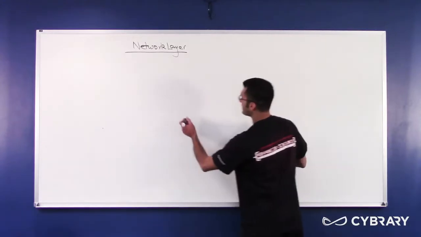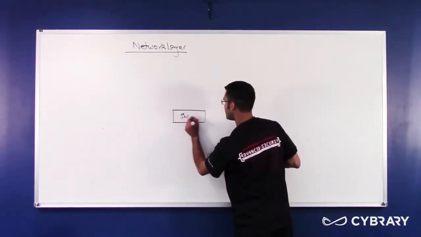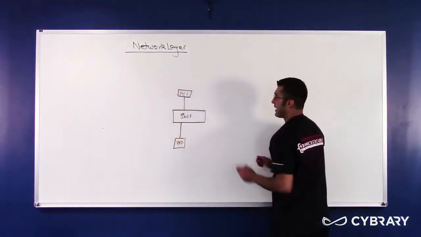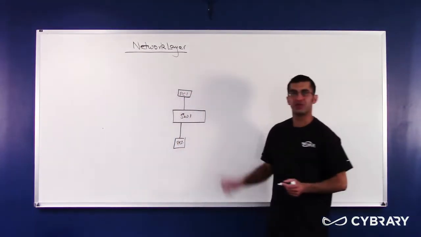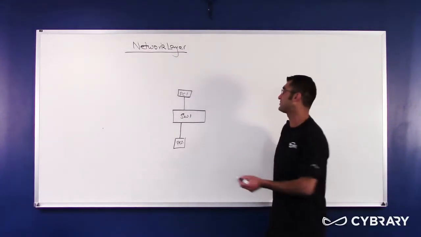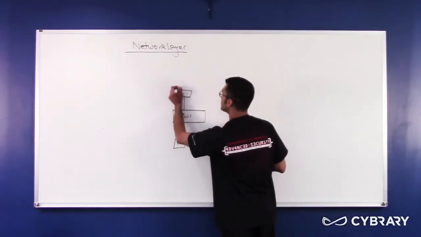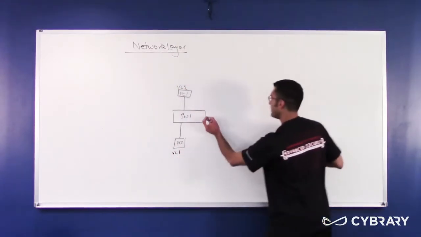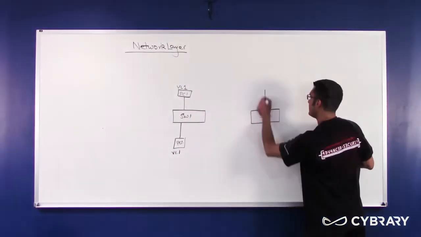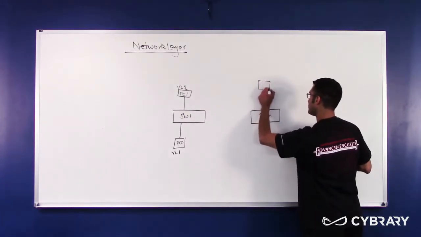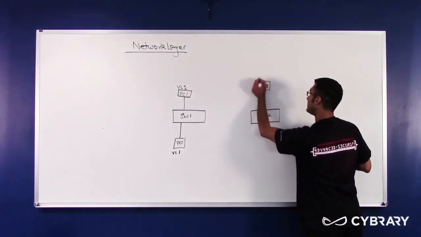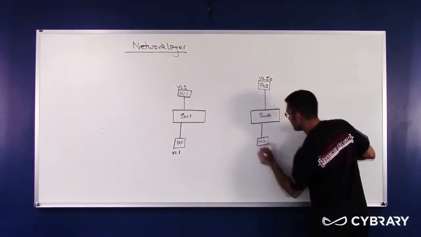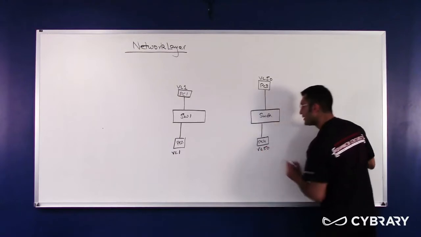So, to draw out an example, let's say you have a switch here with 2 hosts or 2 PCs sitting on it, and you know that a switch is one broadcast domain by default. So let's say we only have VLAN 1 here. So this is in VLAN 1, and this is VLAN 1. And then you have another switch, and PC 3 is in VLAN 50, for example, and PC 4 is also in VLAN 50.